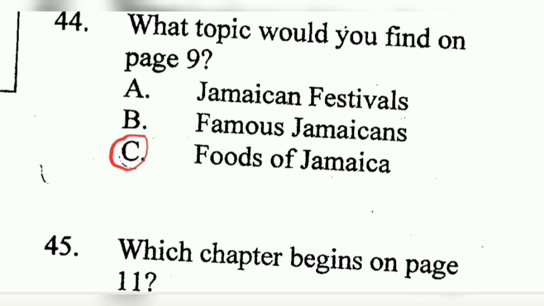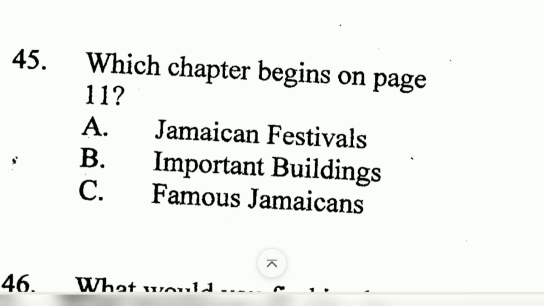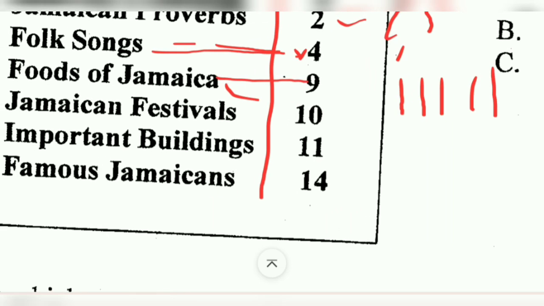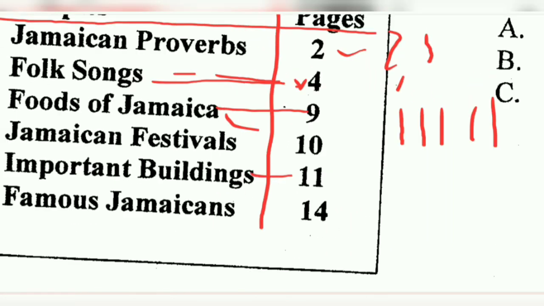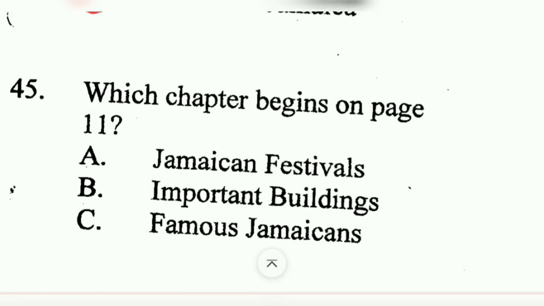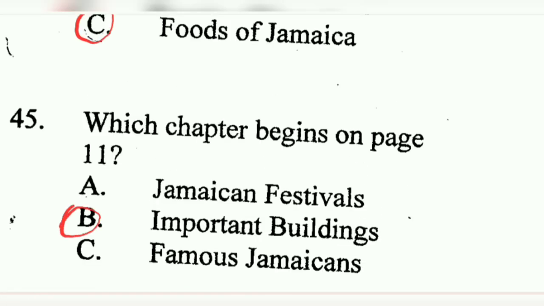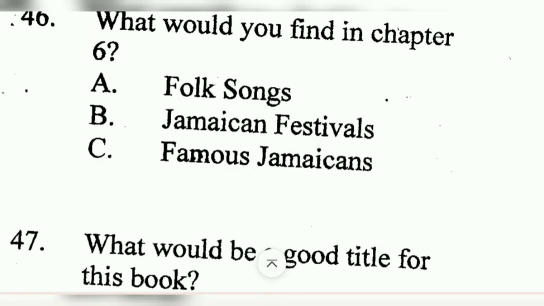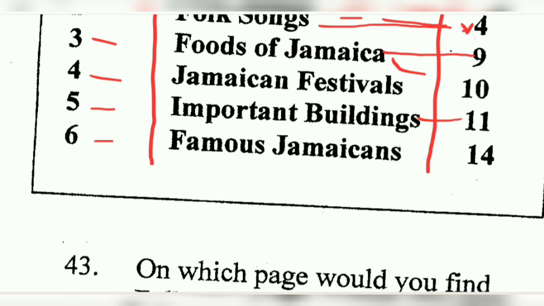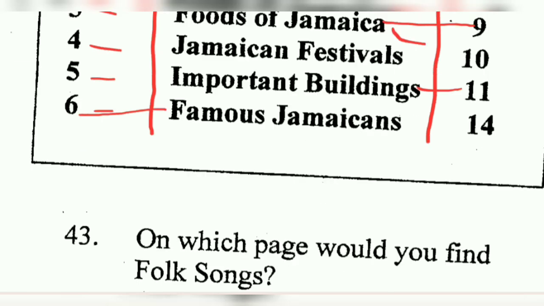Let's read 45. Which chapter begins on page 11? We're looking for page 11, and it says Important Buildings. All right, starts on page 11. So that would be B. That's B. 46. What would you find in chapter 6? So let's look at chapter 6. Chapter 6 speaks of Famous Jamaicans.